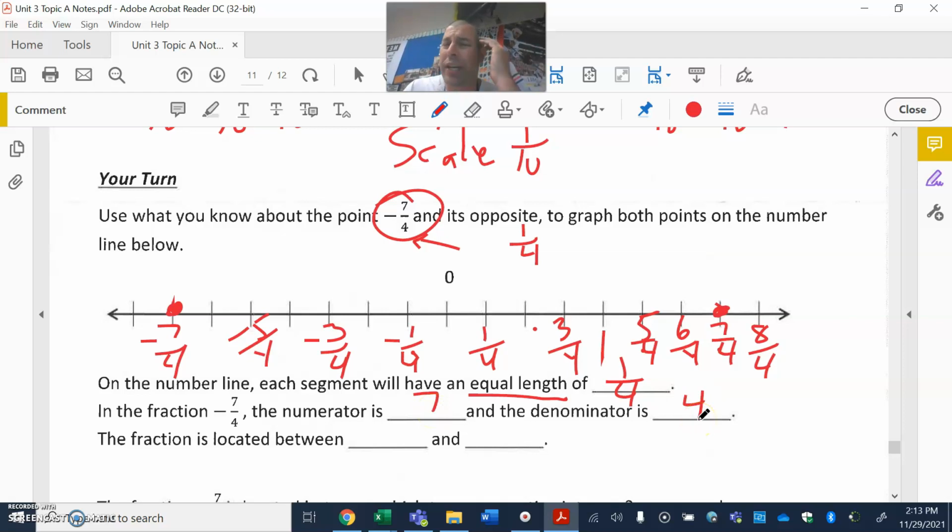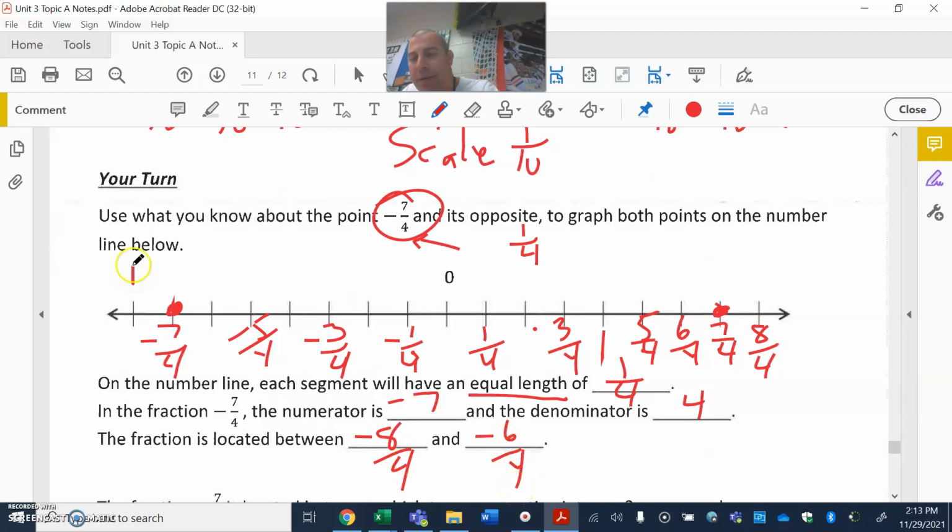Now you might be asking, wait a second, what about the negative symbol? Where is it? Okay, it is there. So we read the negative only going with one of the numbers, and typically we're going to associate it with the numerator. So numerator is negative 7, the denominator is a 4. We don't put it with both of them in there. That's going to change something. The fraction is located between negative 8/4 and negative 6/4.